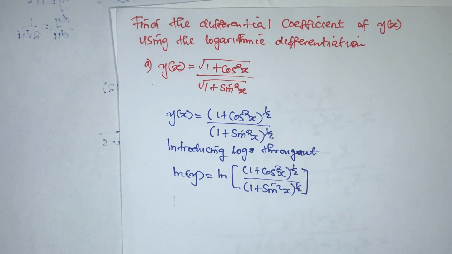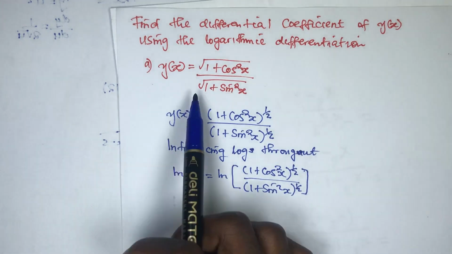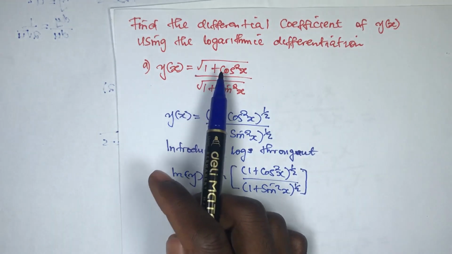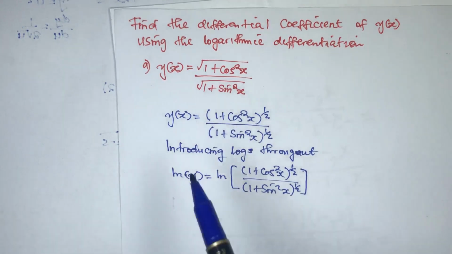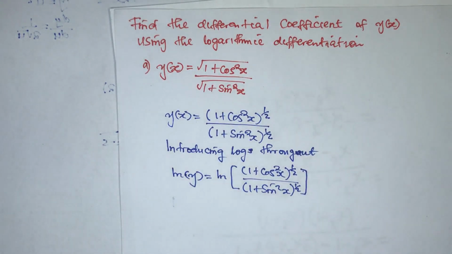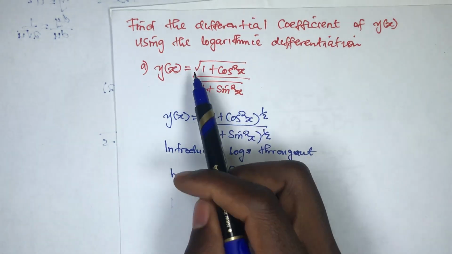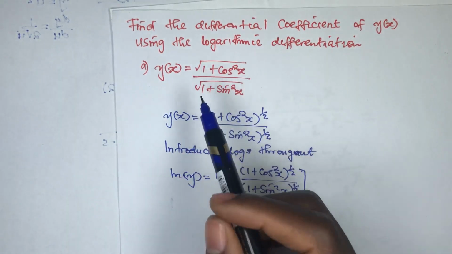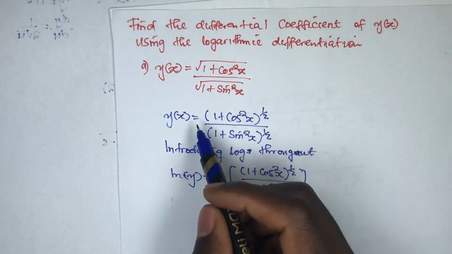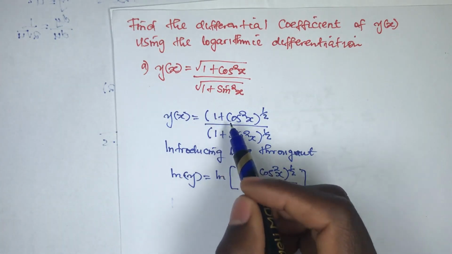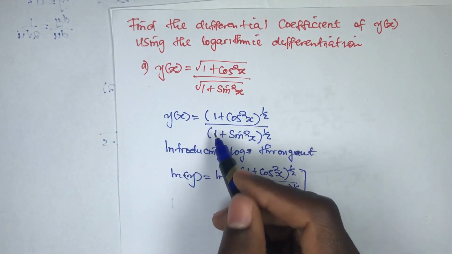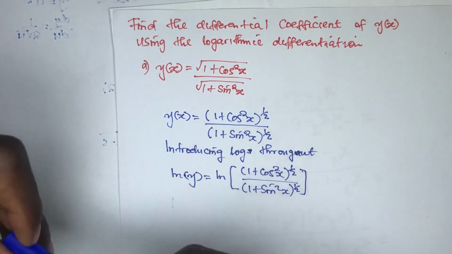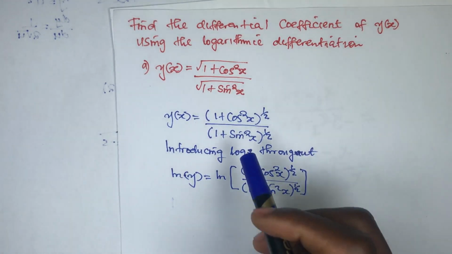So the function that we've been given here is y of x equal to the square root of 1 plus cos squared x divided by the square root of 1 plus sin squared x. Now, the first thing that we have to do is convert these roots and write them in terms of powers. So when we do that, we're going to have y of x equal to (1 plus cos squared x) to the power half, divided by (1 plus sin squared x) to the power half.